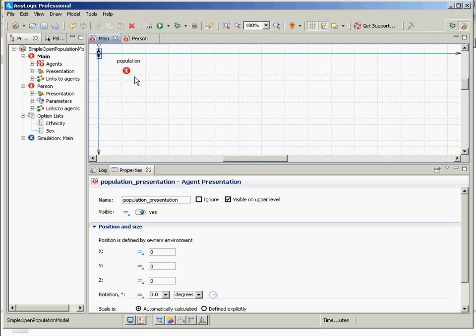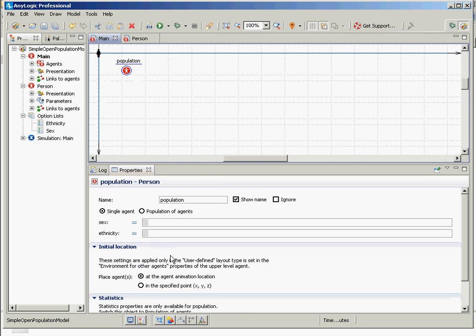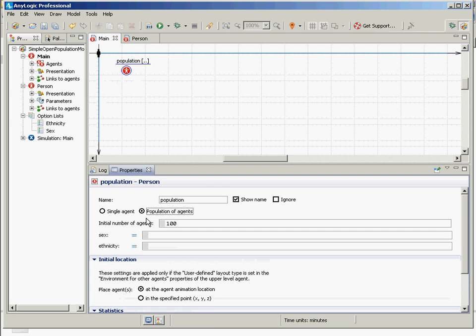Okay? So here's our population. What do we need to do to make it a population? Make it a population of agents. Okay, great.